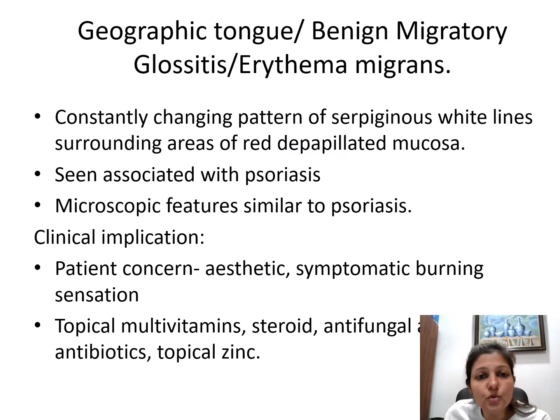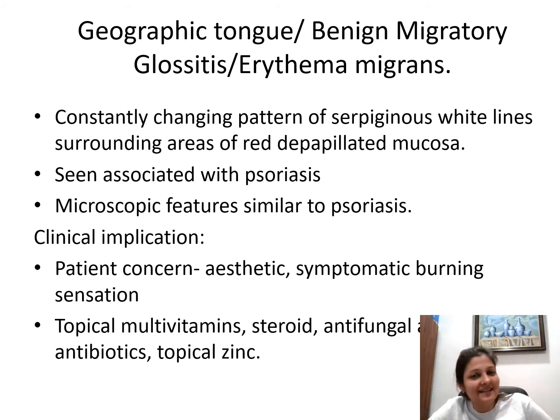Right, so let's move on to a condition which is known as geographic tongue or benign migratory glossitis, and is also called erythema migrans. Now, from the terminology, you might be confused of what are we talking about. I thought we were doing a class of oral medicine and oral pathology. Why are we talking about geography here?